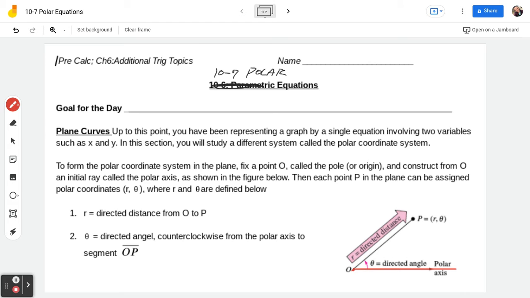And here are the definitions for both. R is going to be the directed distance from O to P. In essence, R kind of reminds me of vectors a little bit. R is kind of like the magnitude. R is the distance from O to P, so it's the length. Theta, on the other hand, is the directed angle. It says angle counterclockwise from the polar axis, so this is just an angle in standard form. Theta is the angle in between. All right, let's keep moving.